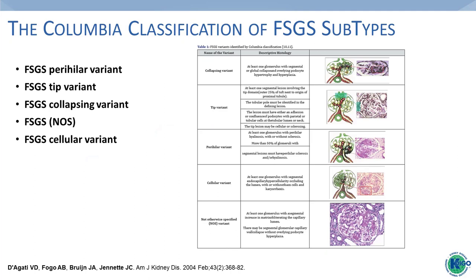So recognizing that FSGS lesions represent patterns of injury, investigators were interested in determining if distinguishable patterns in the distribution of the sclerotic lesions correlated with different mechanisms of injury in FSGS and FSGS outcomes. So in 1994, the Columbia classification for FSGS proposing these five subtypes was introduced, and I'm going to go through each one in a little more detail.